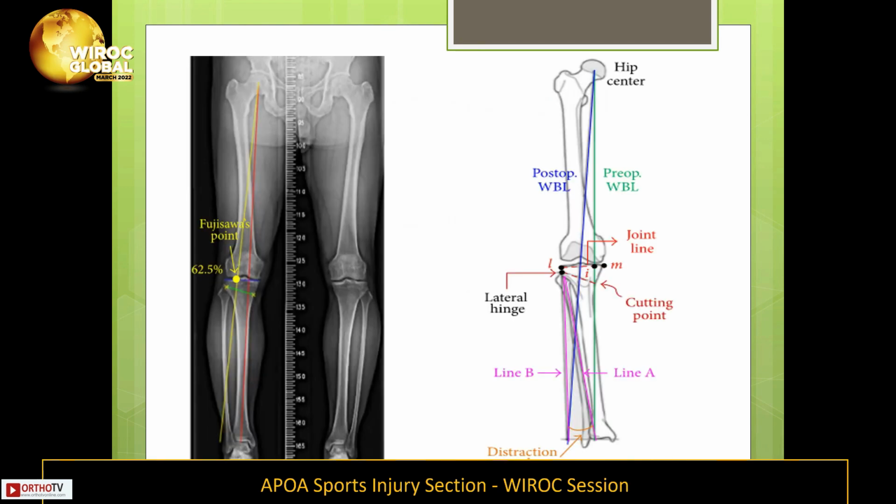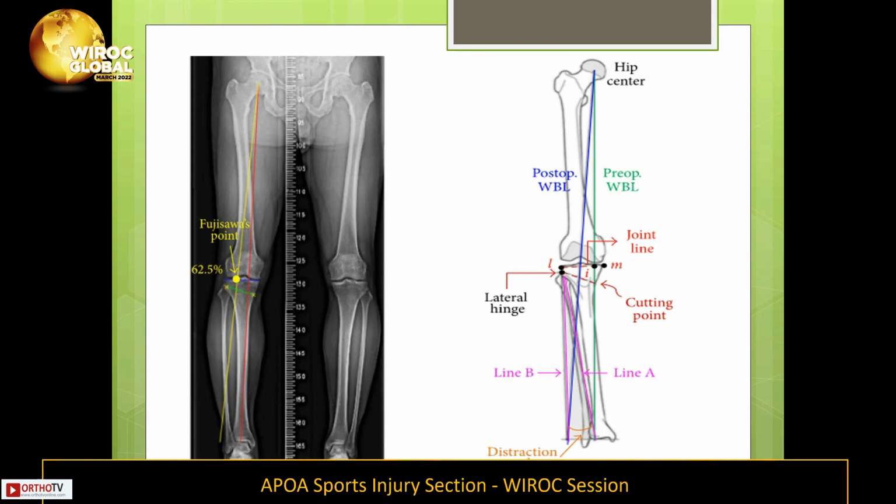So here's a scanogram, and what we want to do here is shift this mechanical axis that is transferring through the medial compartment to about 62.5% of the tibial plateau from medial to lateral. If we look at this diagram, when we calculate a weight bearing axis, normally the weight bearing axis in this particular case is passing through the medial compartment.